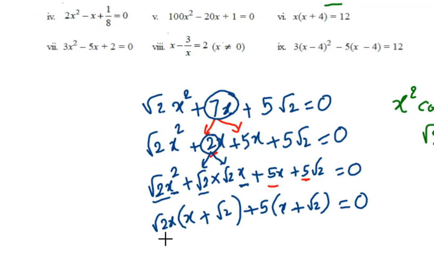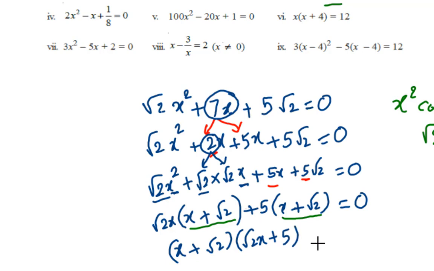Now again observing in these two terms, it is clear that here we have x plus root 2, and in the second term also we have x plus root 2. So in both the terms we have x plus root 2 as common. So let's take out x plus root 2 as common. By taking x plus root 2 as common out, we get in bracket square root 2 x plus 5 equals to 0.